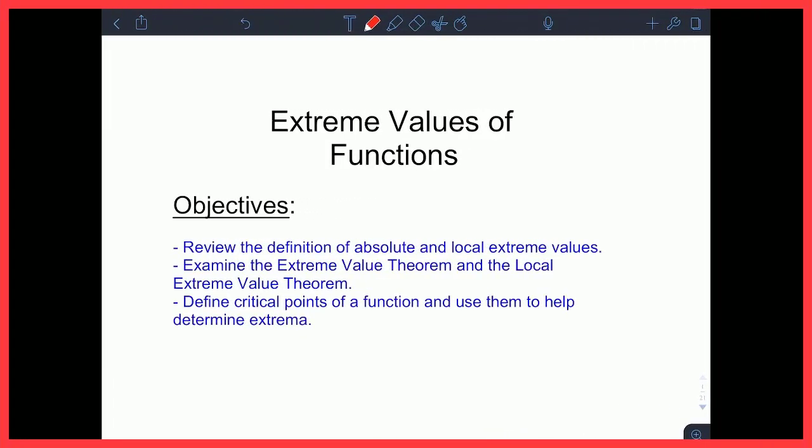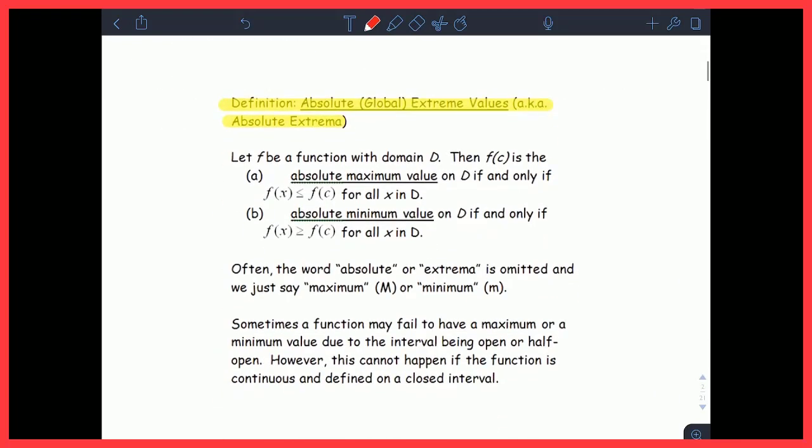Hey everyone, it's time to talk extreme values of a function. So in this video we're going to review the definition of absolute and local extreme values very briefly. We're going to examine the extreme value theorem and local extreme value theorem, and we're going to define critical points of a function and use them to help determine extrema. Let's get started. First up, a brief refresher of absolute extrema.